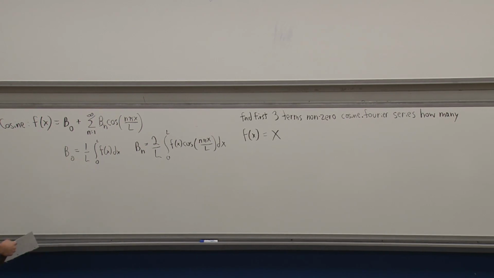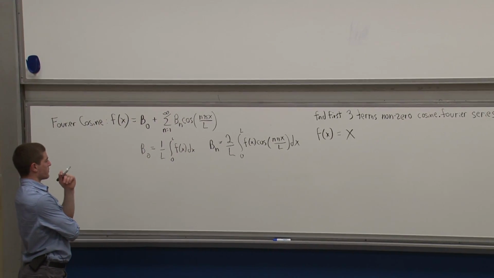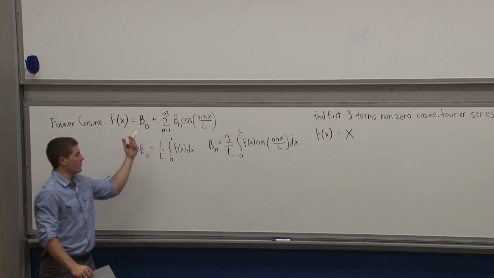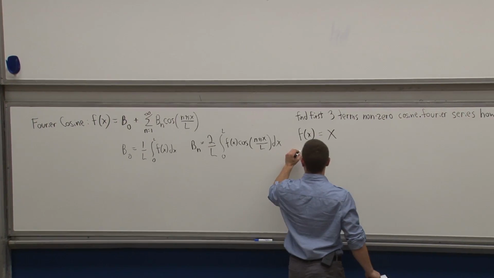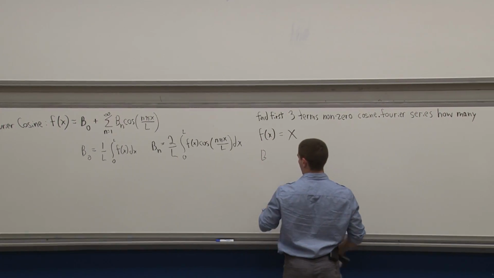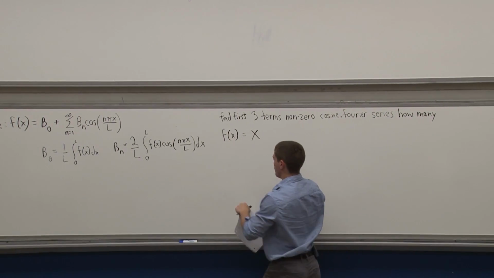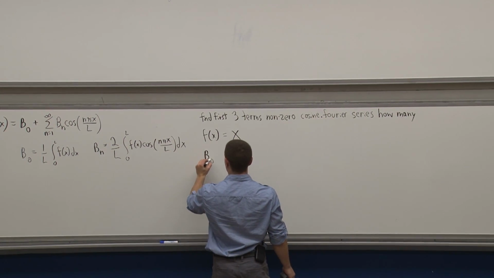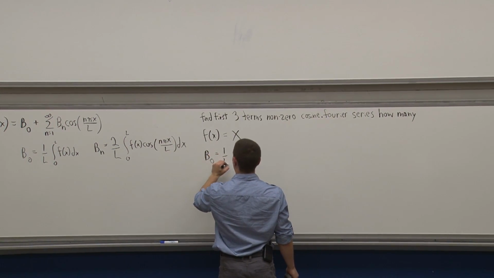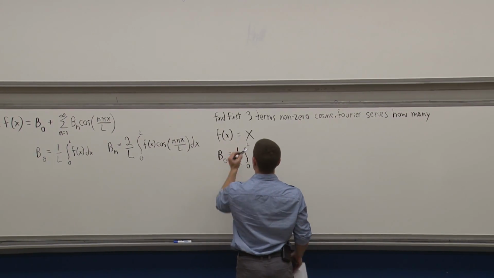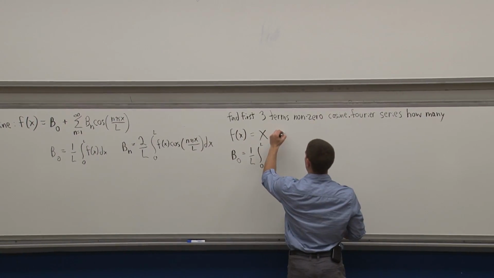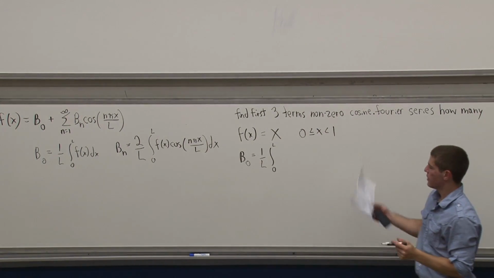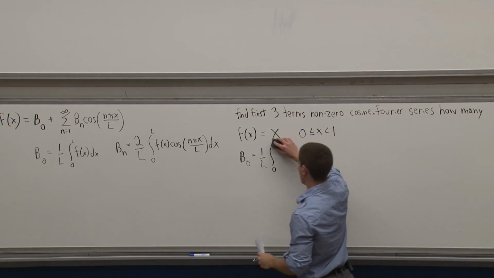The first thing we should do, something really easy, we should find b0, so we have part of the answer already. b0 equals 1 over L, integral from 0 to L. What's L? I didn't write down L. 0 less than or equal to x less than or equal to 1.